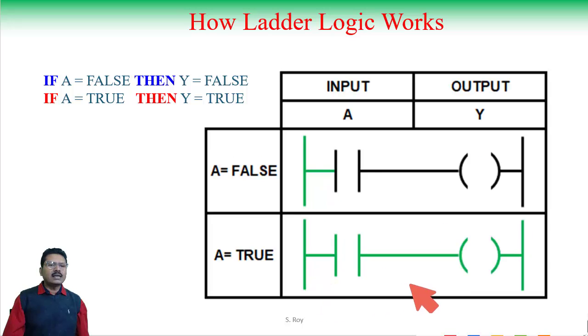This green color indicates the power flow. Say this is input, this is output. If A is false, means this is logic 0, output is logic 0. If A is true, means this is logic 1, output is logic 1. Means this input will act just like a short circuit and there will be a power flow through this output, means output will be activated.